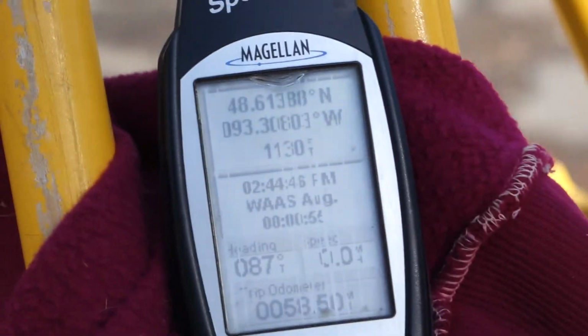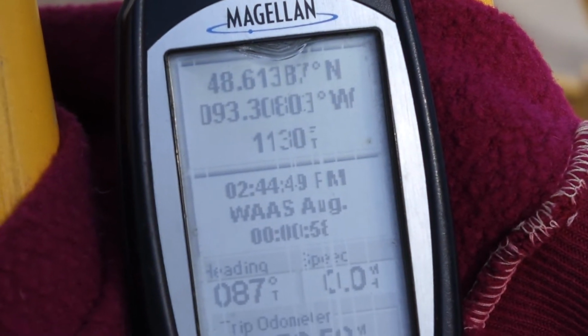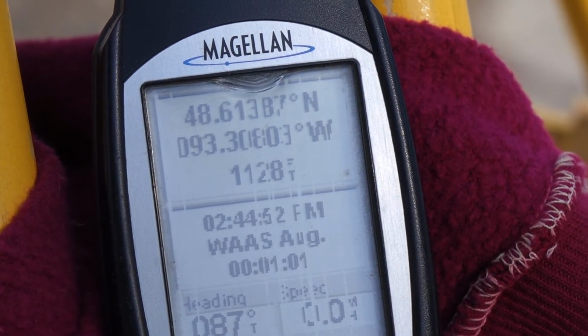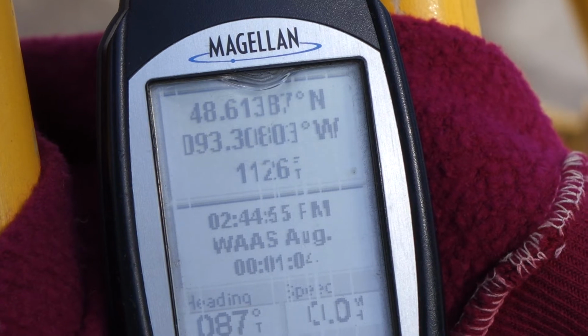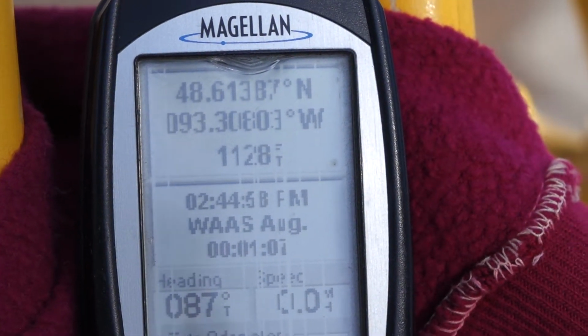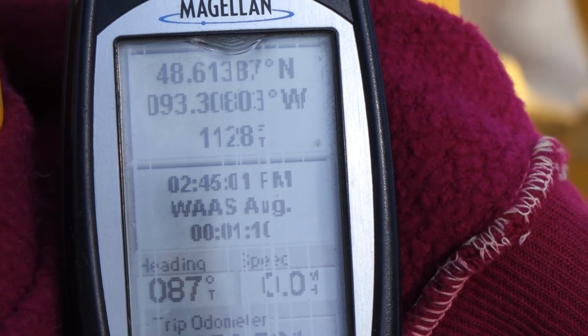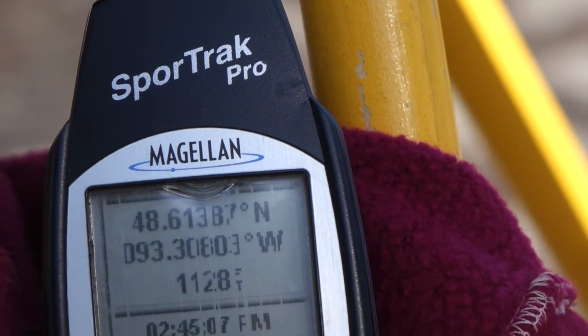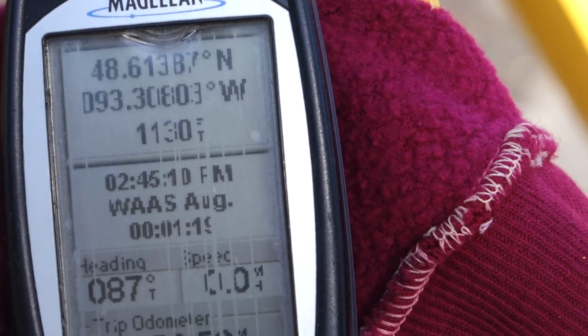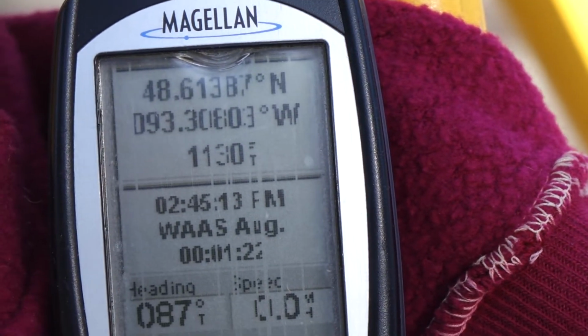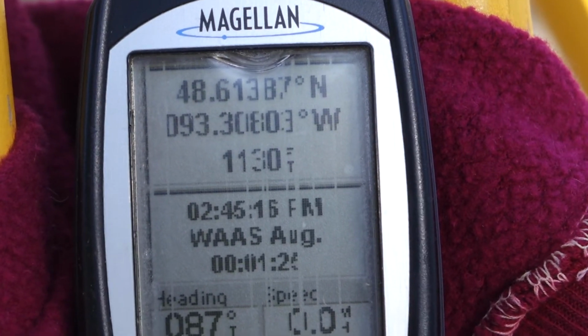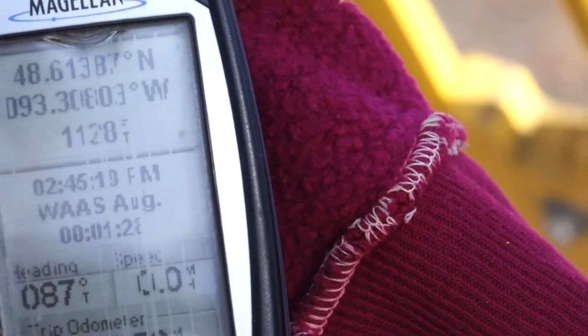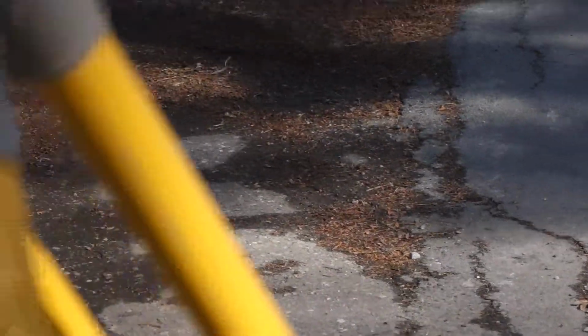Okay, we're back at the theodolite. I've got the GPS set up just to read the coordinates here one more time. We're at 48.61387 degrees north at 93.30803 degrees west and 1128 feet this time. Handheld GPSs just don't have very accurate height measurement capability. The latitude and longitude can be positioned within about 3 meters with this GPS, so it's not as accurate as the theodolite is for making a distance.